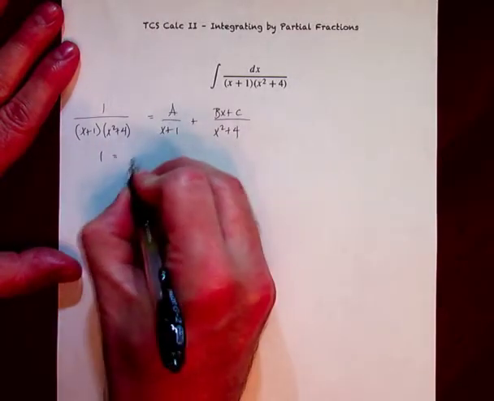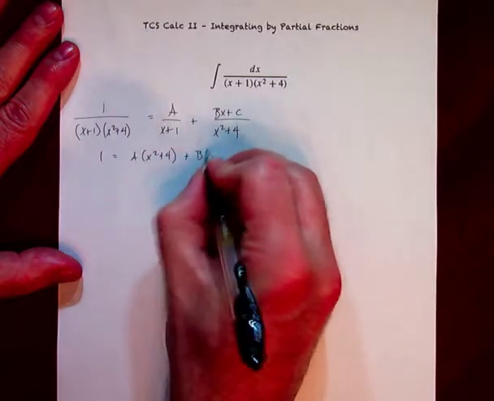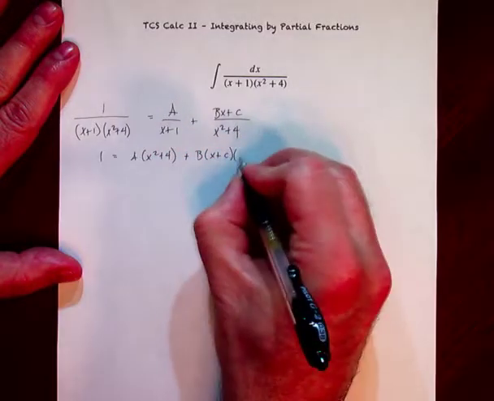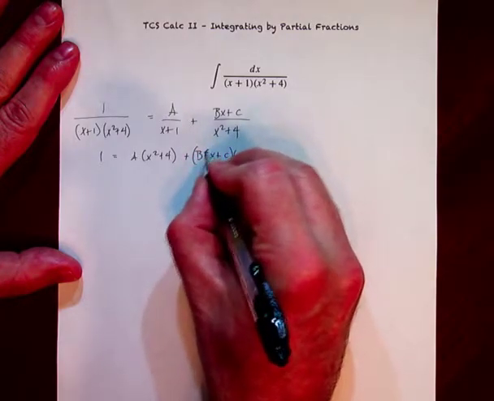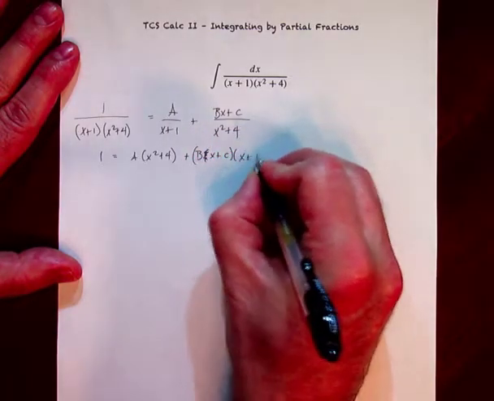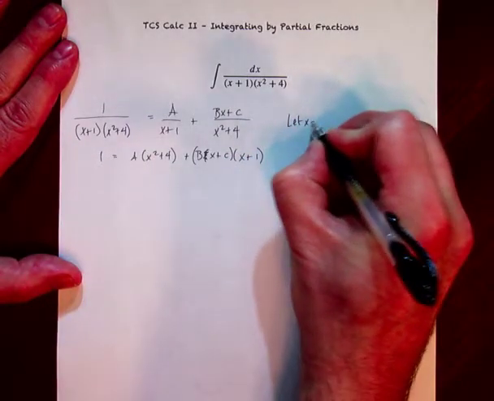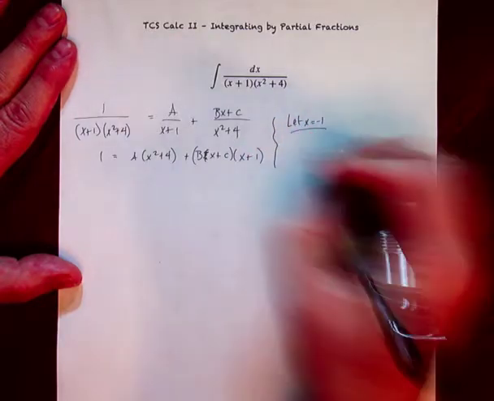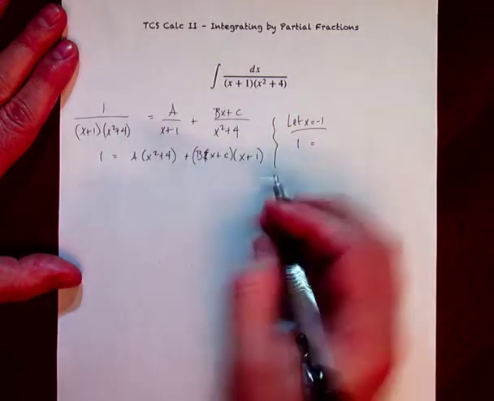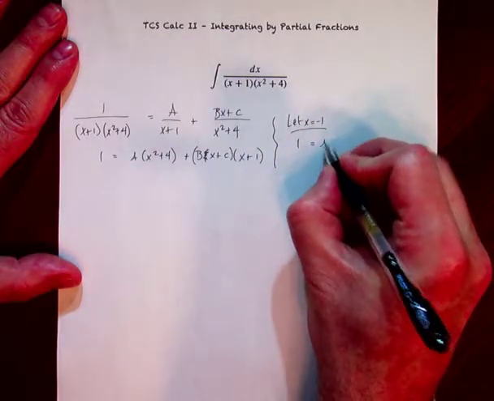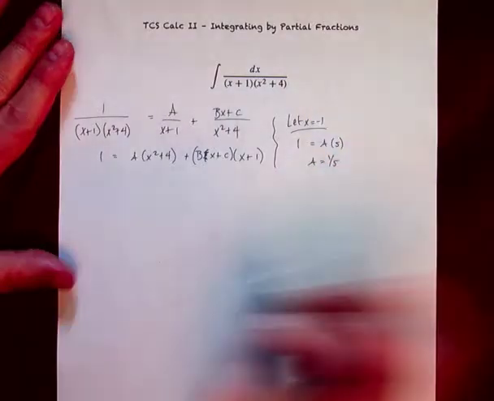We have A times x squared plus 4 plus Bx plus C times, sorry, that's supposed to be Bx plus C times x plus 1. So let's go ahead and let x equal -1. If we do that, we get 1. And of course, this whole term goes bye-bye. And I'm left with A times 5, or A is equal to 1/5.